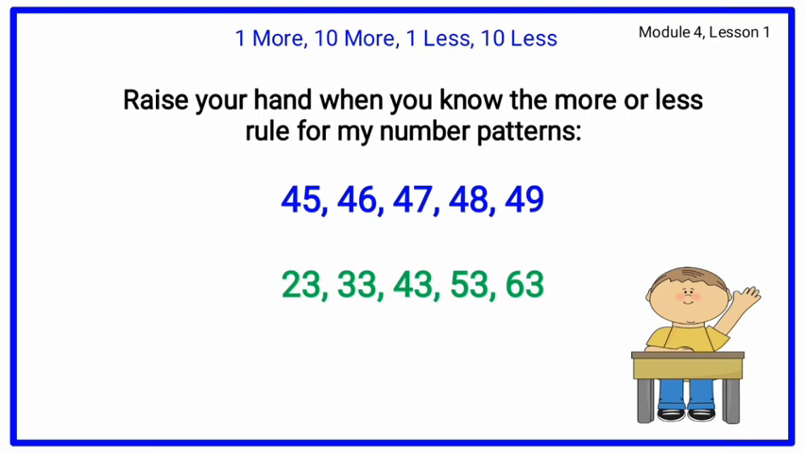All right. Now with your partner, look at this and tell me my number pattern. 85, 75, 65, 55, 45. What's the rule for this number pattern? Exactly, 10 less. Because the tens are coming down. They are in descending order. 8 tens, 7 tens, 6 tens, 5 tens, 4 tens. In descending order. So this is showing 10 less. Okay.